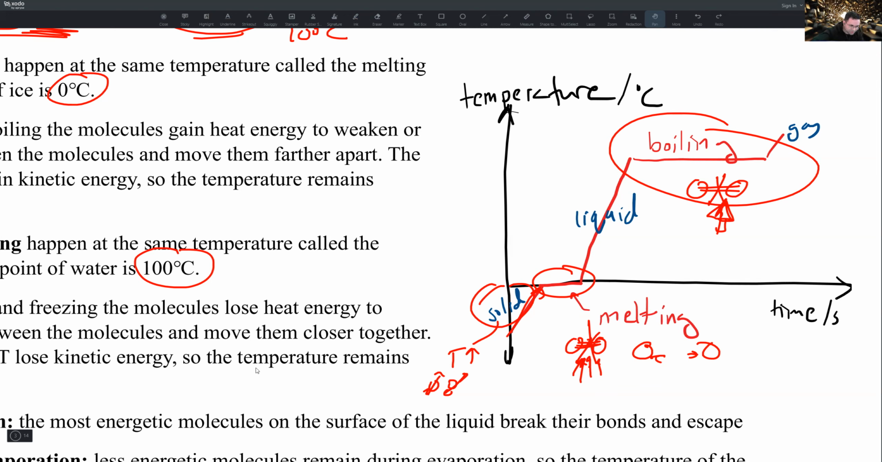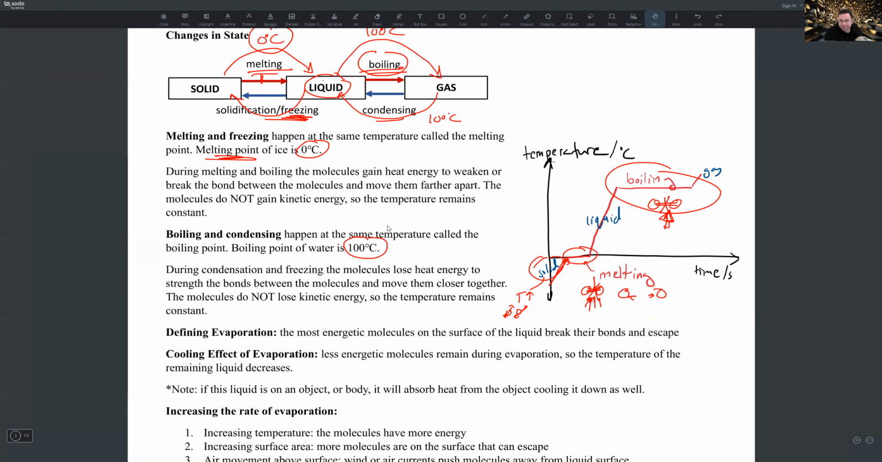But since the temperature does not change, that means the kinetic energy does not change. So, is it still gaining heat? Absolutely. Is it still gaining heat if I'm heating it? Yes. It's just using it to break the bonds, not to increase the kinetic energy. Okay? The same idea applies to condensation and freezing.